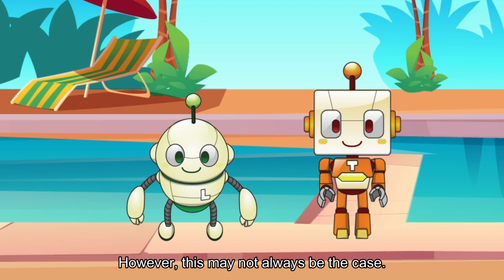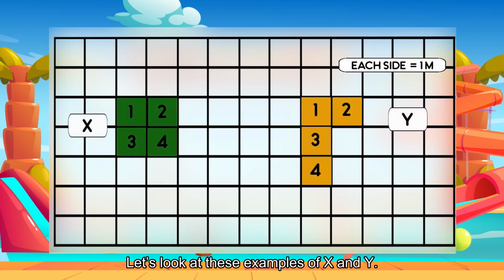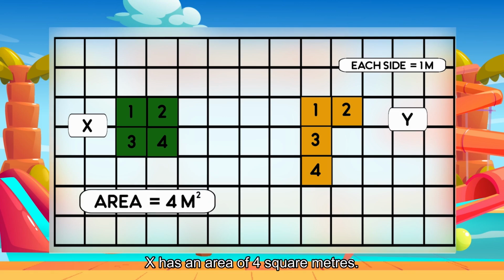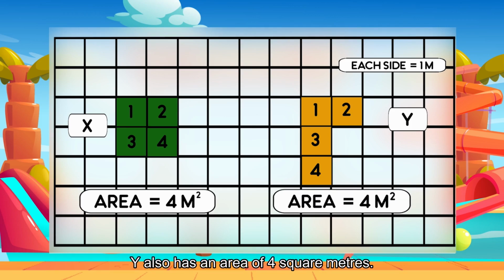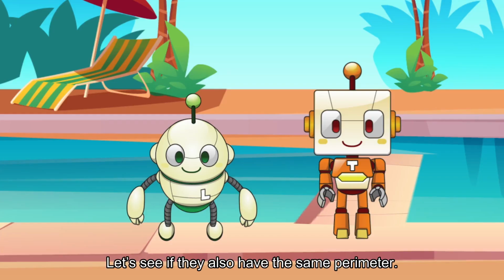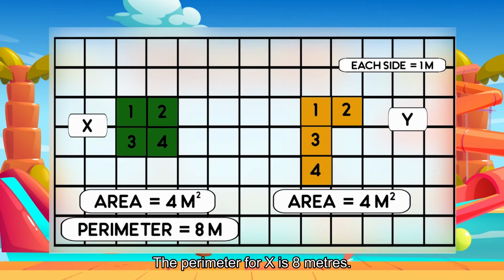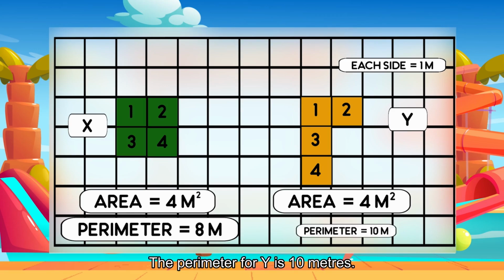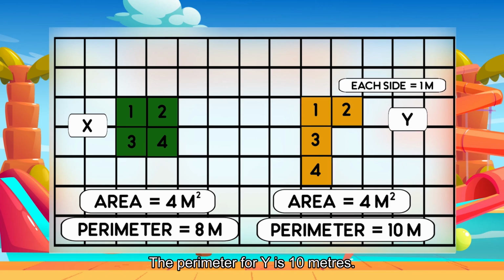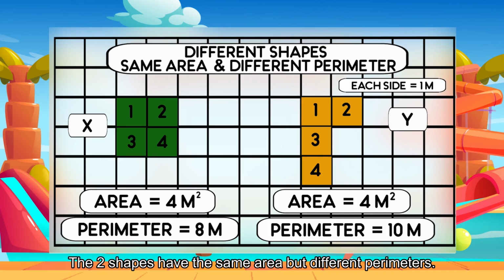However, this may not always be the case. Let's look at these examples of X and Y. X has an area of 4 square meters. Y also has an area of 4 square meters. Let's see if they also have the same perimeter. The perimeter for X is 8 meters. The perimeter for Y is 10 meters. The two shapes have the same area, but different perimeters.